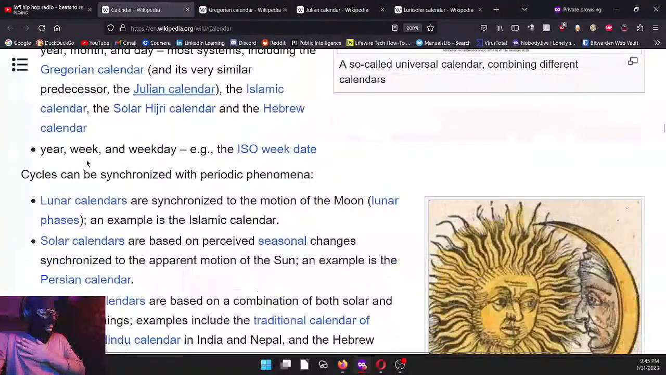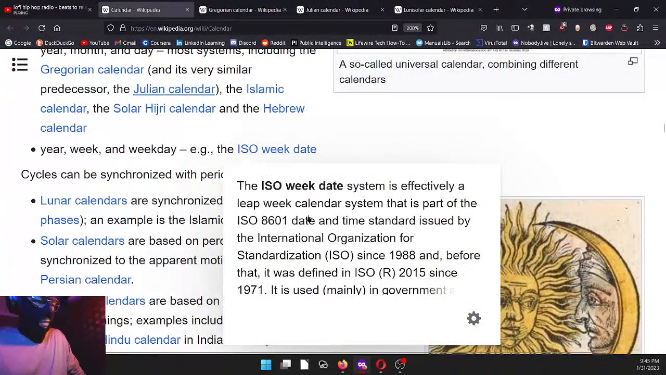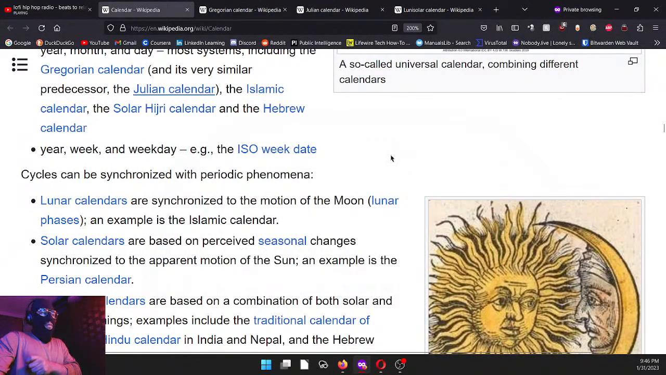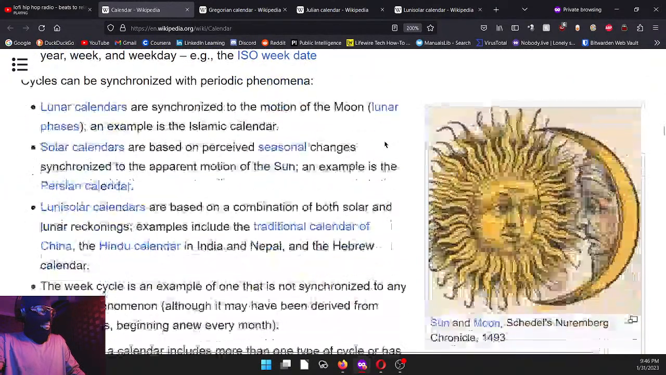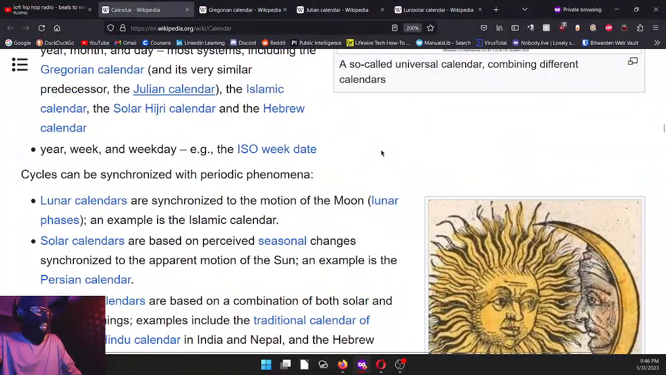So, there's a year, week, and weekday. The ISO week date system is effectively a leap week calendar system that is part of the ISO 8601 date and time standard issued by the International Organization for Standardization, ISO, since 1988, and before that it was defined in ISO R 2015 since 1971. Okay, so apparently a World International Universal group still has some differences with other international world groups. It looks like there's just something they can't agree on.